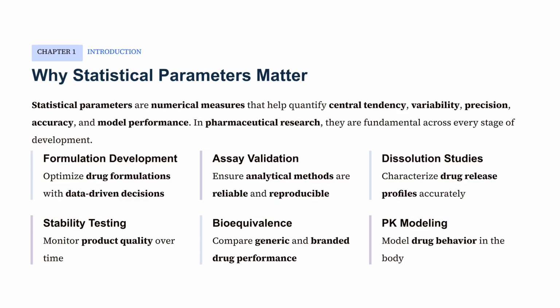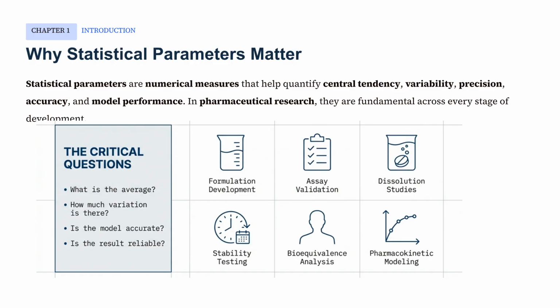Statistical parameters are numerical measures for central tendency, variability, precision, accuracy, and model performance. They are vital throughout drug development, from formulation to PK modeling, ensuring quality and data-driven decisions. These critical questions underpin pharmaceutical research. What is the average? How much variation exists? Is the model accurate? Is the result reliable? Answering these drives formulation, assay validation, dissolution studies, stability testing, bioequivalence, and pharmacokinetic modeling.